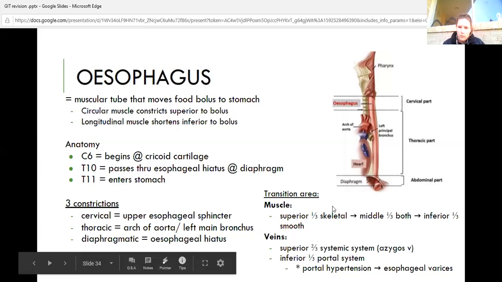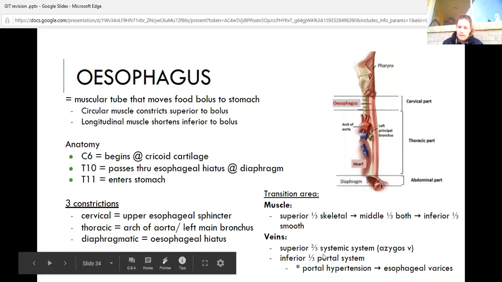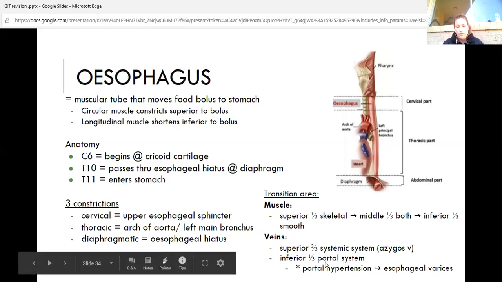And the esophagus is a transitional area, so at the top you've got skeletal muscle, and then it transitions to being smooth muscle by the bottom of the esophagus. And also the venous system, as I mentioned earlier, it also transitions. So at the top it's systemic circulation, whereas at the bottom, inferiorly, it's the portal system.